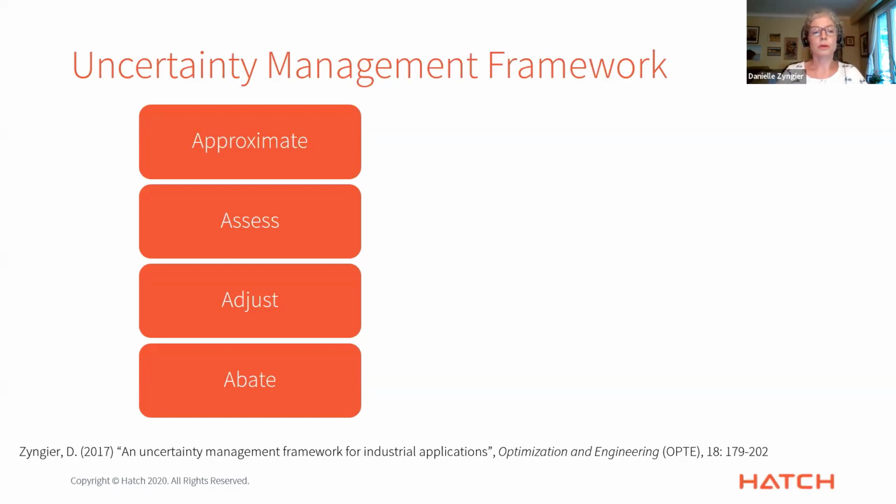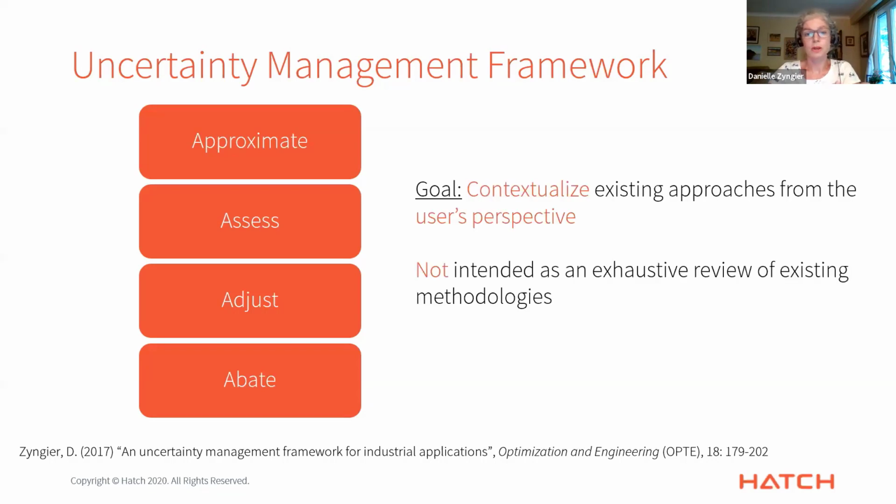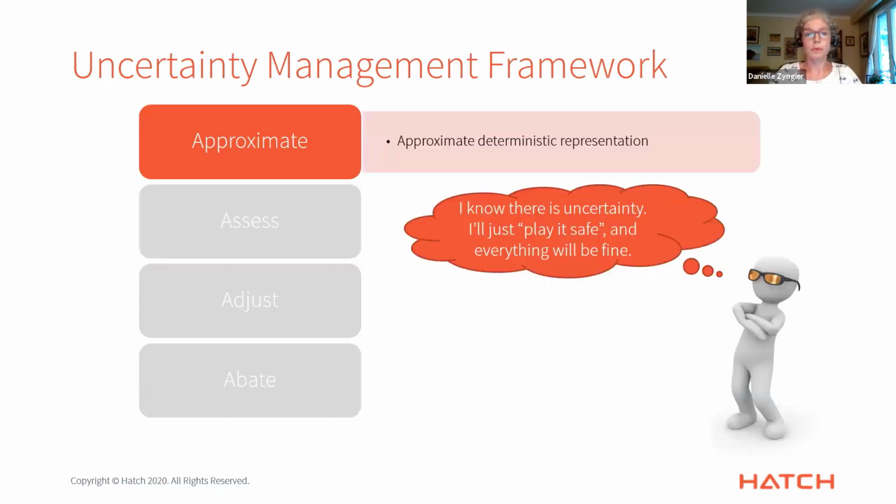So when you talk about decision making under uncertainty, you can be talking about different things. First of all is approximation of uncertainty. The other one is assessment of uncertainty. The other one is adjustment of your decisions based on uncertainty. And the other one is reducing the source of uncertainty. And what you do really depends on what it is that you want to focus on first. So again, this is just to contextualize what's out there.